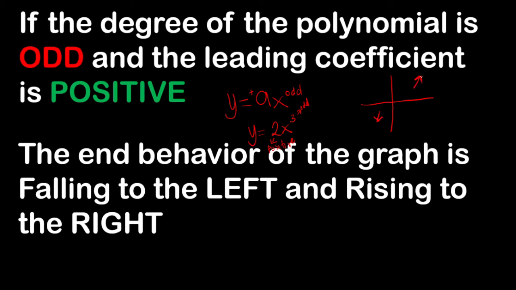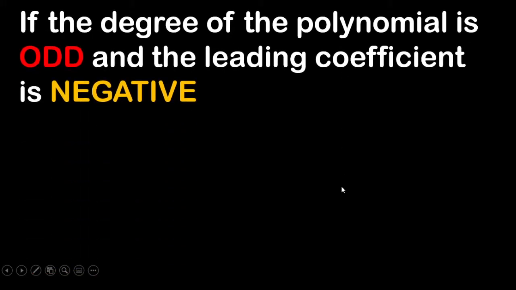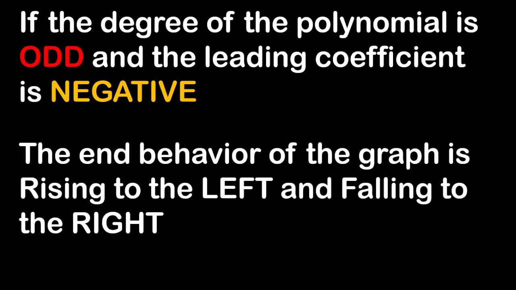Next. If the degree of the polynomial is odd and the leading coefficient is negative, the end behavior of the graph is rising to the left and falling to the right. Okay? So, if it is odd and negative naman yung leading coefficient, say y is equal to negative ax raised to an odd degree, say y is equal to negative 2x cube yung iyong leading coefficient.